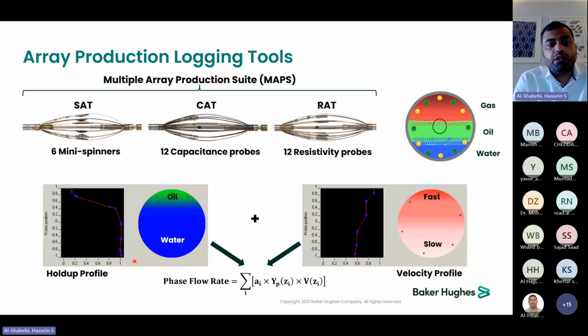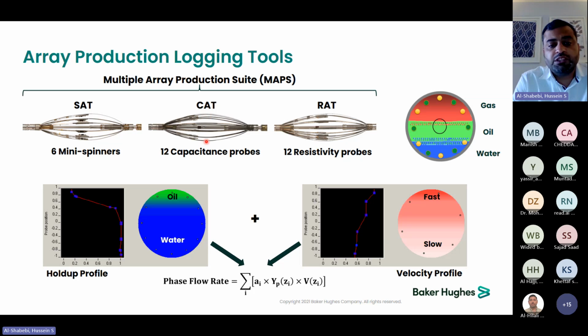So the first tool that I'll introduce to you is our MAPS tool, which is also run by many service companies. This tool actually has 3 modules, as you can see, and usually between these modules we put a centralizer to centralize the tools. The first one we have is the SAT. We have 6 spinners in this module with 6 arms in bowspring, and this is for velocity calculation of the fluid. Then the next one is the capacitance array tool, which is known as CAT.